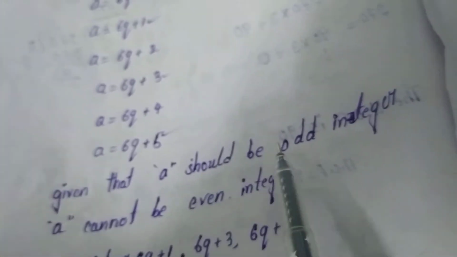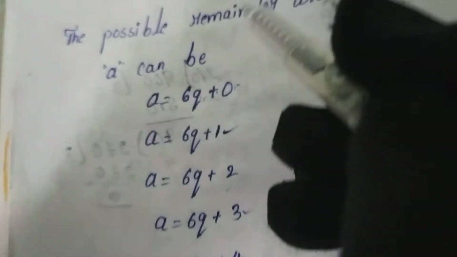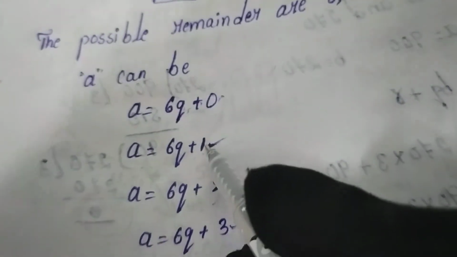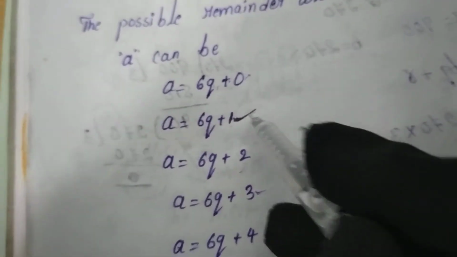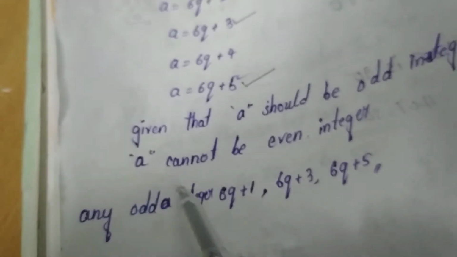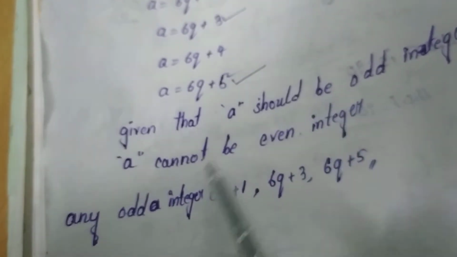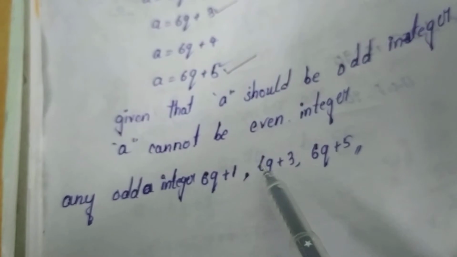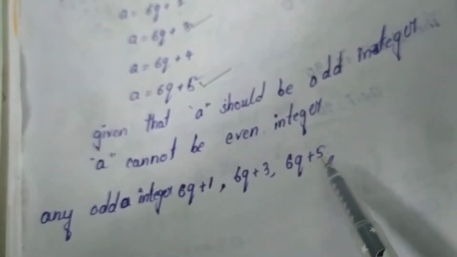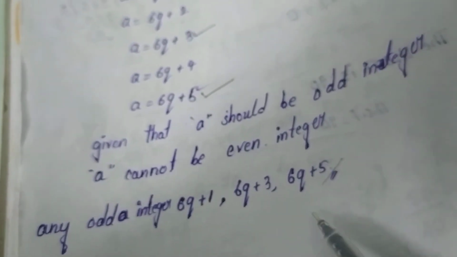Given that A should be an odd integer, we cannot consider all 6 values. What are the odd integers? 6q plus 1 is an odd integer, 6q plus 3 is an odd integer, and 6q plus 5 is an odd integer. A cannot be even. So any odd integer is 6q plus 1, 6q plus 3, or 6q plus 5. This is what we proved.